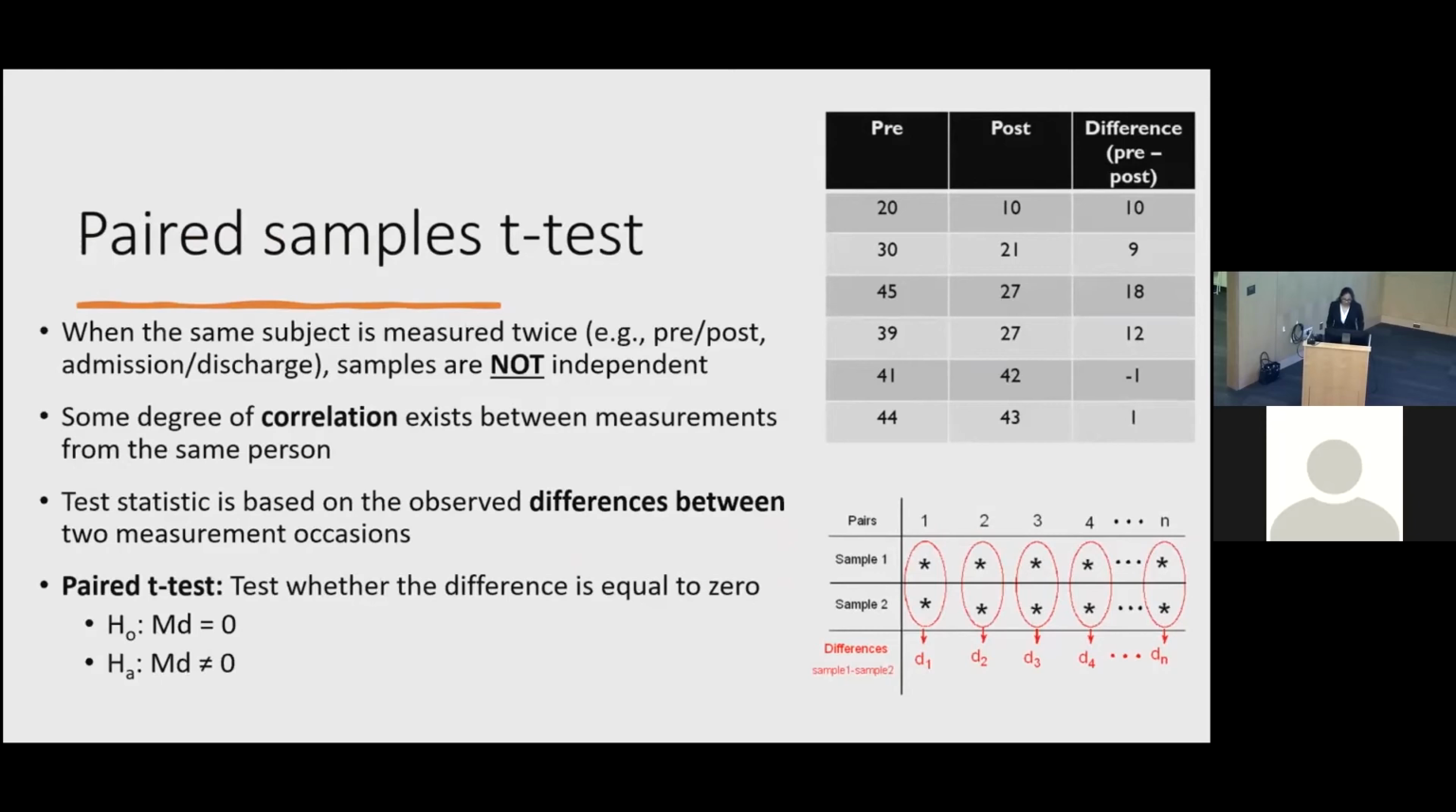This test has a null hypothesis that addresses whether the mean difference between pairs of measurements is 0 or not. MD here is the mean difference. If there are any differences between the first observed and the second observed mean, 0 or not, that's how you test it. On the right side, you see pre and post. You subtract pre from post, and then you get the difference. So 20 minus 10 is 10, 30 minus 21 is 9, and so on. Look at the mean difference for pre and post and see whether that is equal to 0 or not.